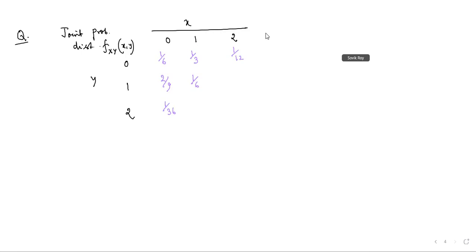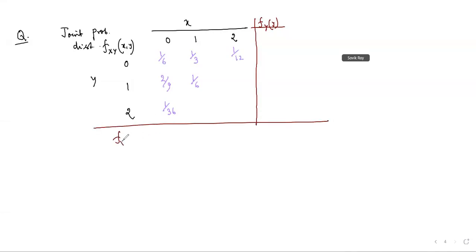Can you tell me quickly what will be the values for f of y at different points? And what will be the values for f of x at different points? Can you quickly tell me? You quickly calculate this particular thing.